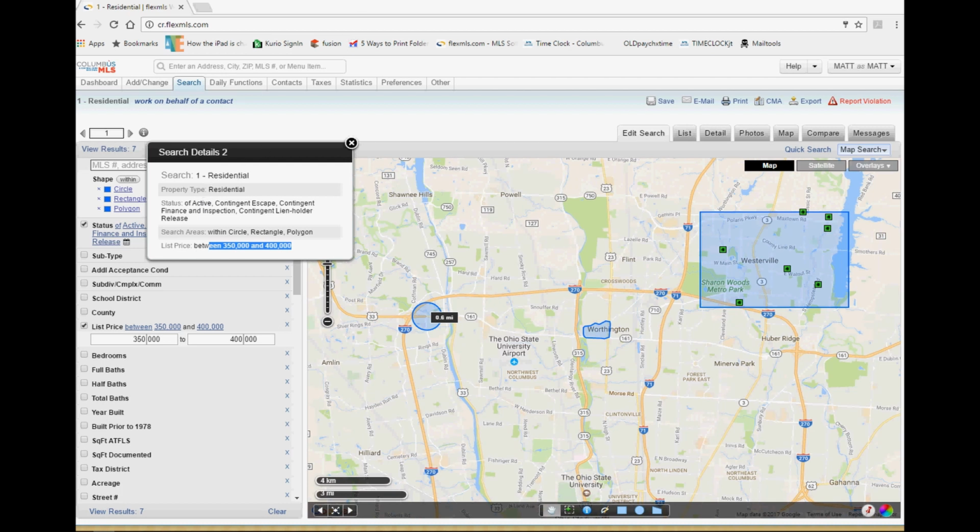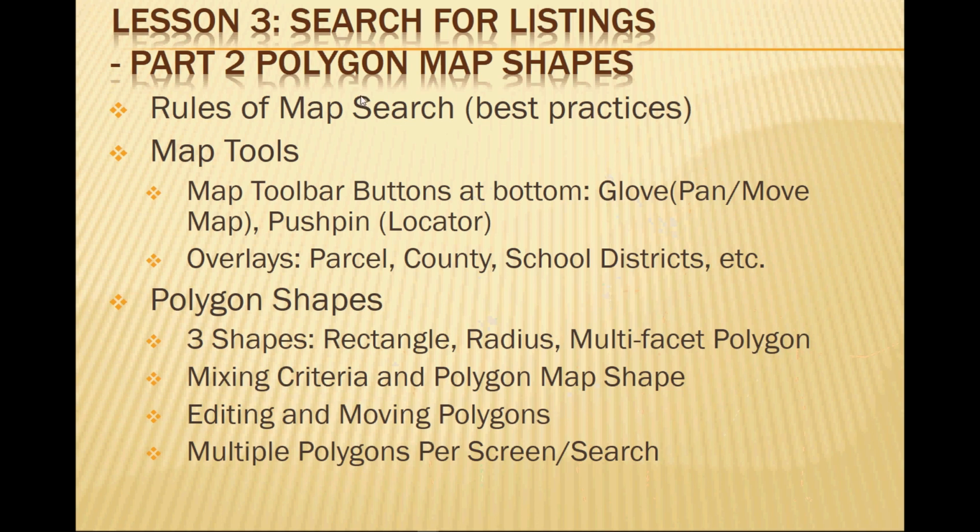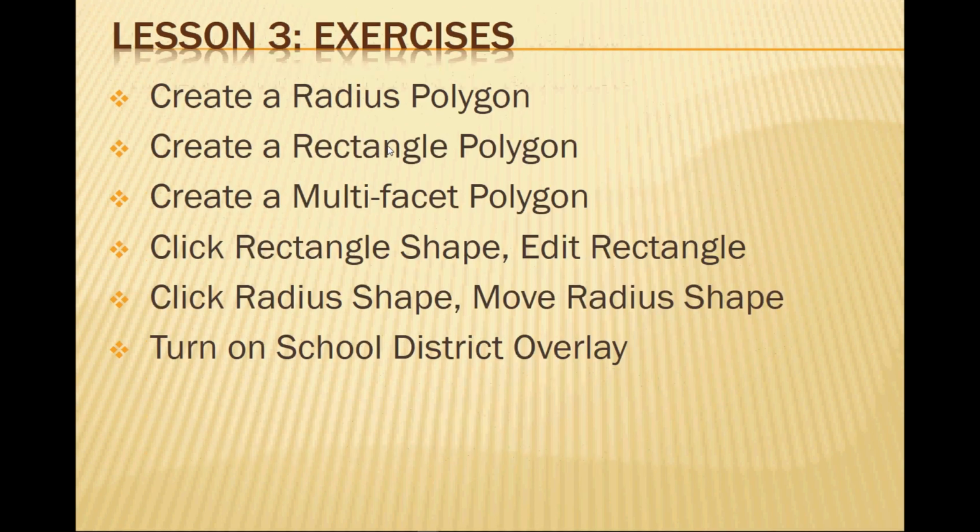All right, that's the end of our section here. Go ahead and do the exercises for this section if you'd like. You can pause the video right here. Create a radius polygon, create a rectangle polygon, and a multi-facet polygon with any shape you can imagine. Click the rectangle shape and edit it. Remember, when you click on the shape, you click on Edit and change the rectangle. And remember, always click Leave Edit Shape Mode at the bottom right-hand corner when you're done.